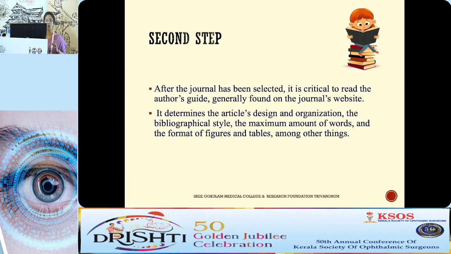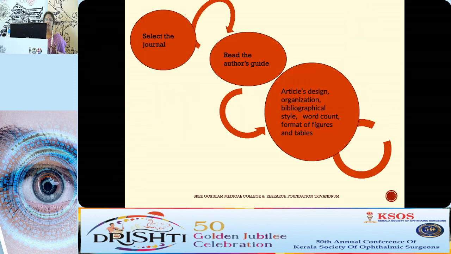Now the second step is to identify a good journal. Then you go to their website, download the author's guide, and go through it. All the instructions will be given in the author's guide. Your article's design and organization, the bibliographical style, the format of tables and figures, the reference style, the amount of words that can be included under each section, everything is written in the author's guide. So you have to write the article according to that.